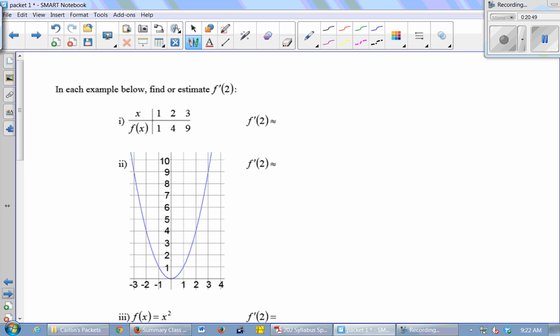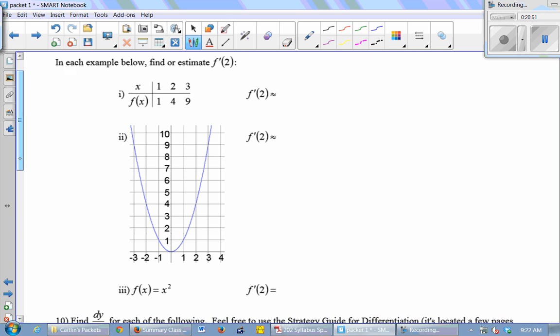Actually, jump to the next page here. Here's a little table of values. How would I estimate f prime of 2? Take a difference quotient. All you can do is estimate. So you might go on either side.